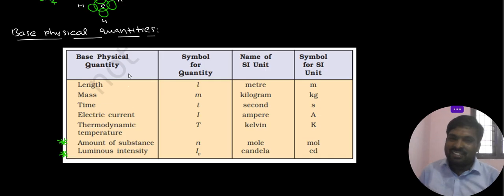We will meet in another lecture, lecture 2. In that lecture, we will discuss uncertainty in measurements, significant figures, how to round off to the required significant figures, and their applications in addition, subtraction, multiplication and division.